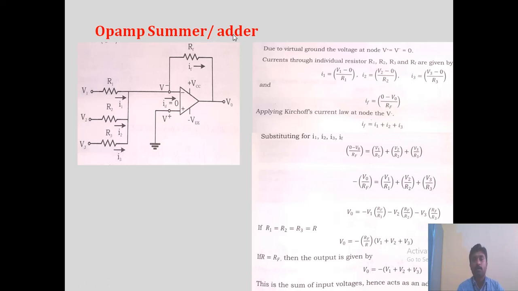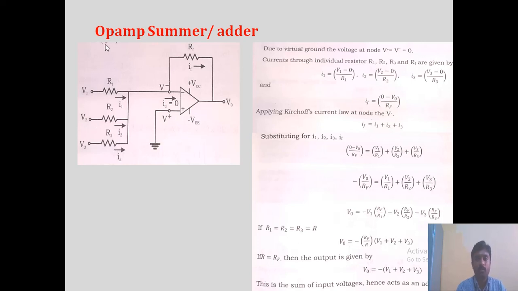And this Opamp summer or adder is an application of inverting amplifier. Why? Because the Opamp summer is designed by using an inverting configuration. If you look at this part of circuit, leaving these three, it will look like an inverting amplifier, right? But here V1, V2, V3 are connected to the inverting terminal. We have connected V1 through R1, V2 through R2 and V3 through R3.